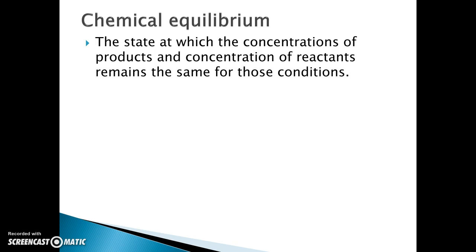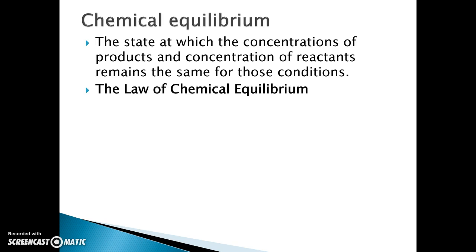The state at which the concentrations of products and the concentrations of reactants remain the same for those conditions is called chemical equilibrium. So we're not saying the concentrations are all the same, but we're saying for a given molecule, its concentration will be stabilized at equilibrium conditions. Some of it will be changing back to reactants, but some of it from the reactants will be changing back to products, so the concentrations reach a stability level.